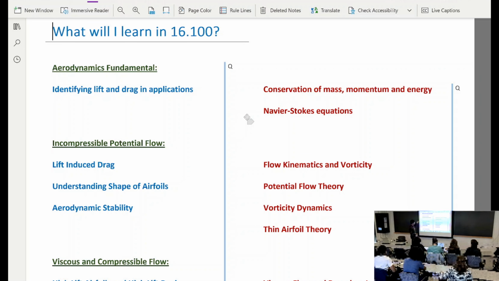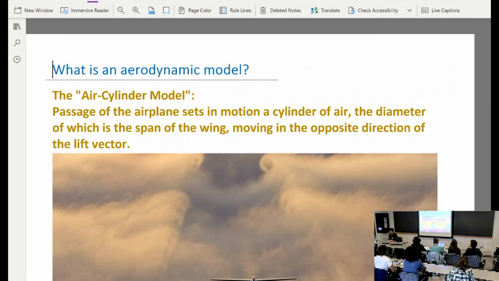And today we are going to continue looking at lift-induced drag, and also start to look at vortices. So basically, we are going to introduce our next aerodynamic model in the hierarchy, which is a lifting line model. Okay. So first of all, we started with this air cylinder model, right?